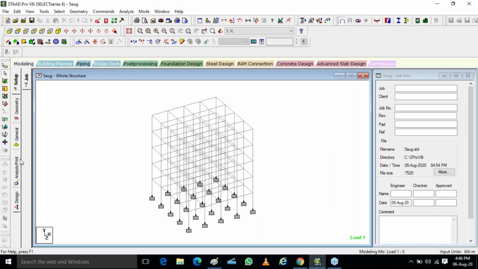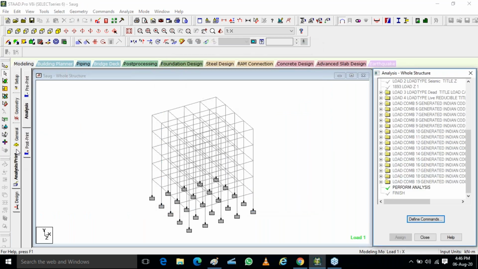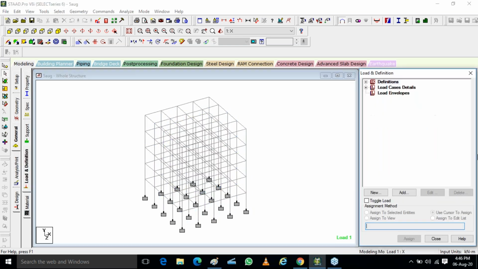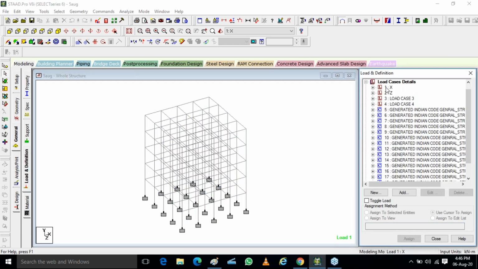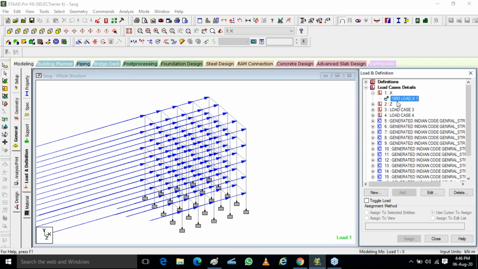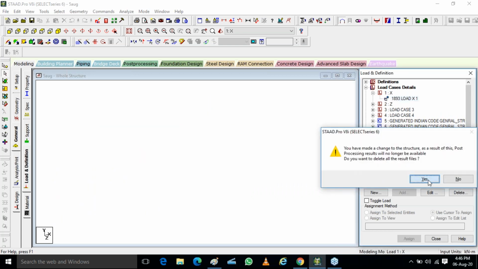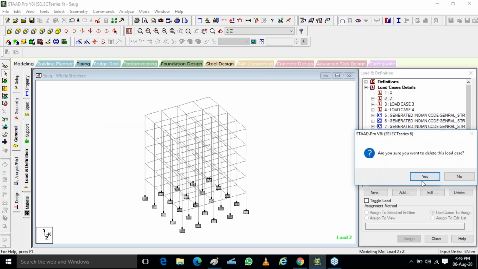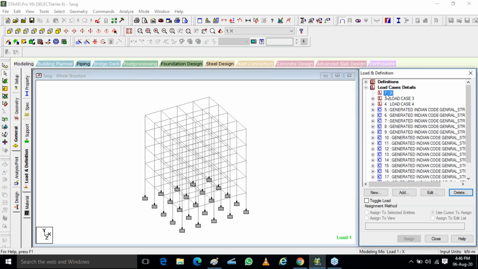So I'll go to my yesterday's model, load definitions. I already have X and Z loads. Instead of that, what I'll do, I delete those. Z also I delete. And instead of these, I'll add response spectrum.